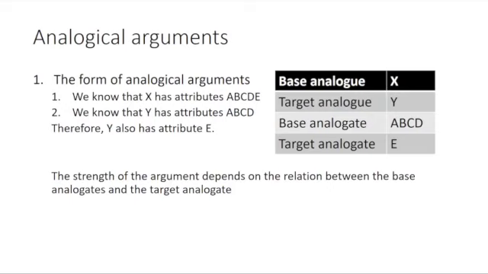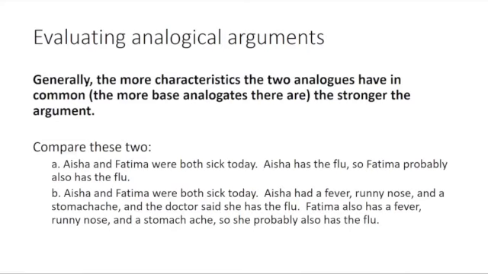Anyway, the strength of the argument depends on the relation between these base analogates and the target analogate. Or in other words, the strength of the argument depends on the relation between the features which the two things have in common and this other feature that we're investigating. Okay? So here are some examples along with some rules of thumb regarding evaluating analogical arguments. Now, again, you always have to apply these rules in a context, and you have to be open to the specifics of each context and how those specifics may be relevant to your evaluation, and to how these rules apply. And we're going to see how some of that works. We're going to start with the most simple idea here.